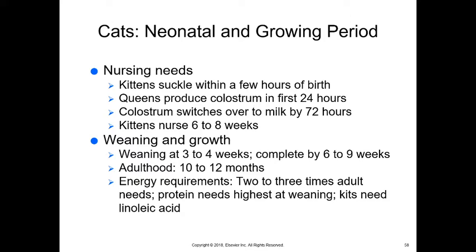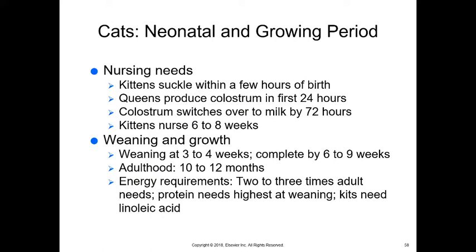Nursing for cats, they are going to suckle within a few hours of birth, just like puppies. Queens are going to have colostrum for the first 24 hours, and then it switches over to milk after 72 hours. Kittens are going to nurse 6 to 8 weeks, but they're going to start to wean at about 3 to 4 weeks, completed by 6 to 9 weeks. It takes a little bit longer for their weaning.